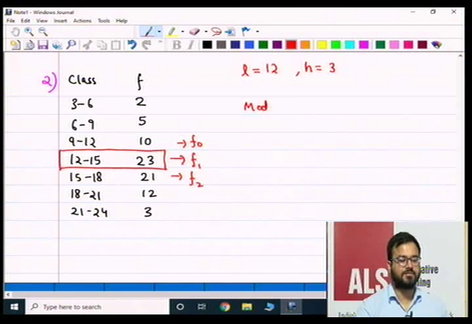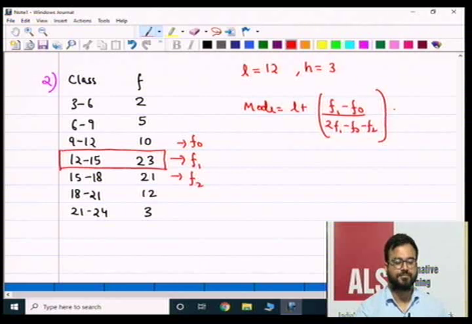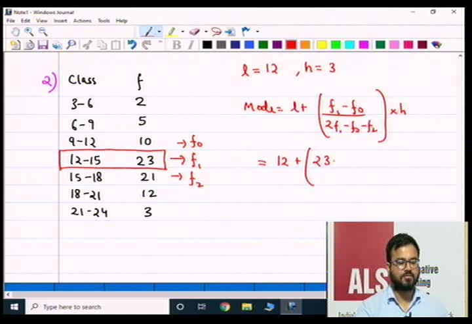So mode is L plus (F1 minus F0) upon (2F1 minus F0 minus F2), into H. So the lower limit is 12, F1 is 23, F0 is 10, 2 times 23 minus F0 minus F2, into 3.